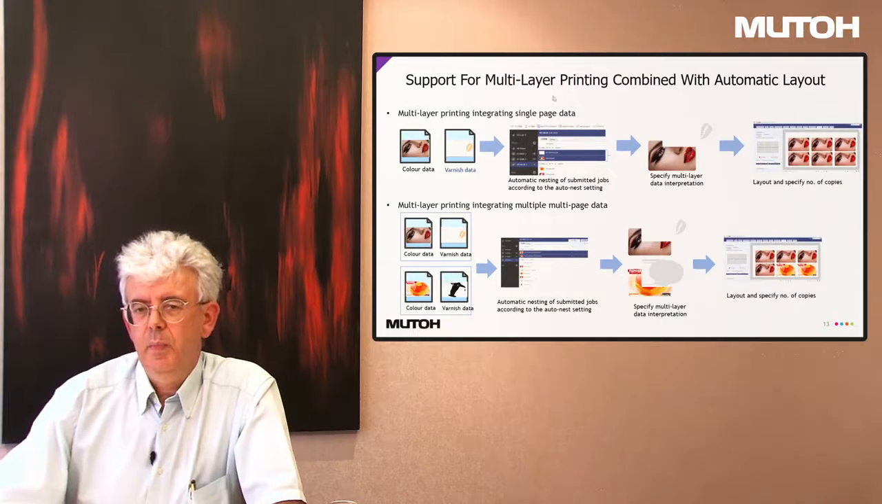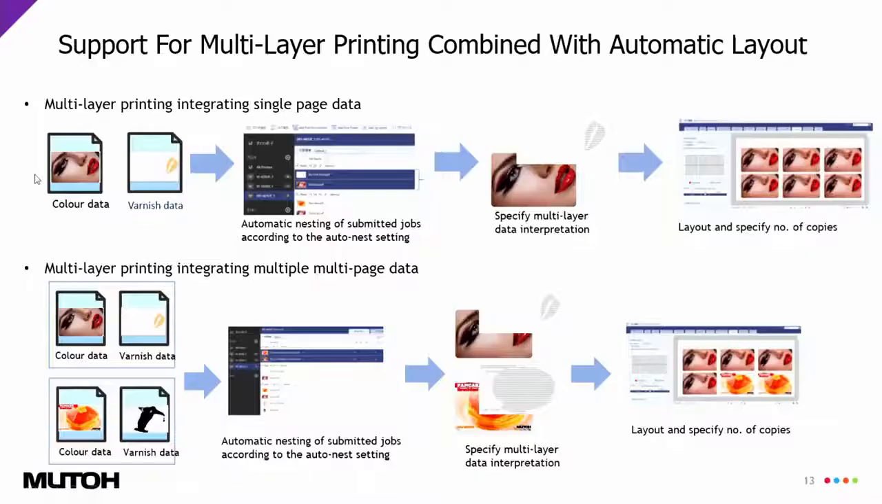Another example, multi-layer printing and automated layout. So we have now not a multi-page PDF, we just have different jobs, different files, but which are together one job. Again, the lady and the lips for the varnish, two separate files, and you set up, okay, these two need to go together and be distributed on a jig.